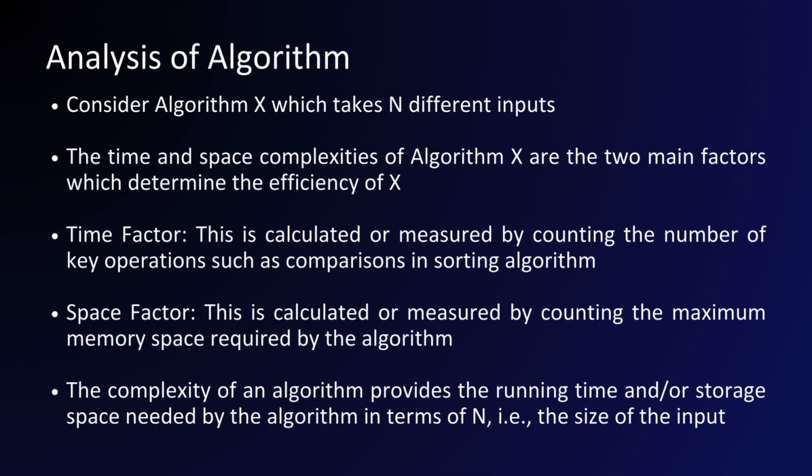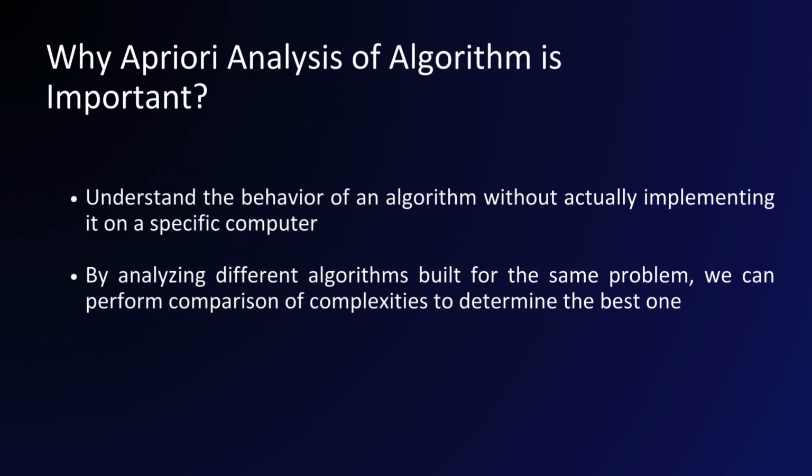Now, suppose two algorithms, say algorithm 1 and algorithm 2, to solve the same problem take time of the order of n squared and n, respectively. Then algorithm 2 is more efficient than algorithm 1 in terms of time complexity. Thus, a priori analysis helps us understand the efficiency of an algorithm without actually implementing it on a specific computer. This, in turn, helps in comparing different algorithms developed for the same task and choose the most efficient one.